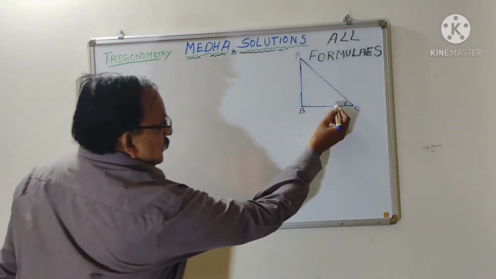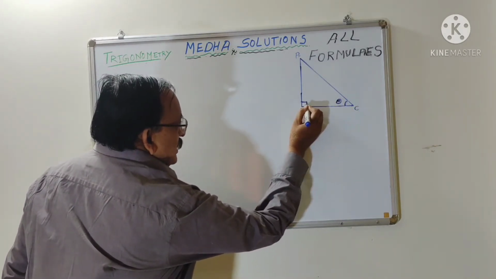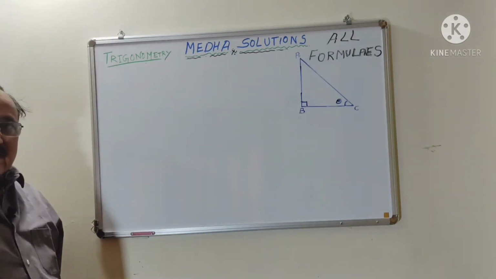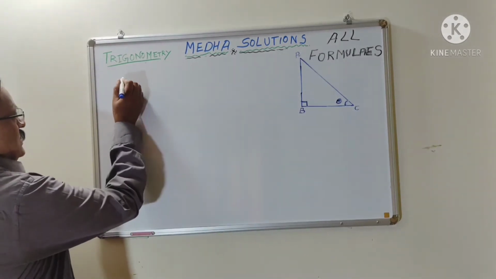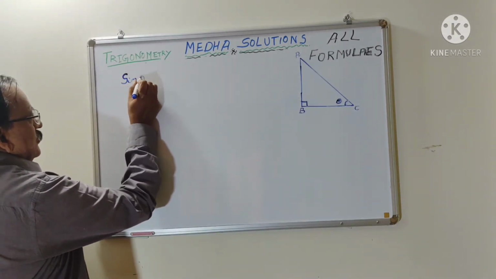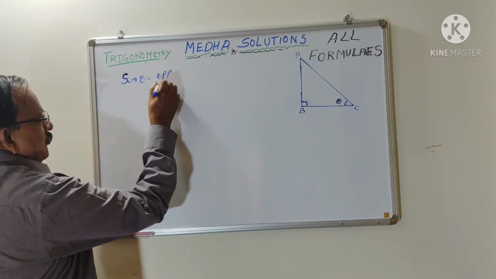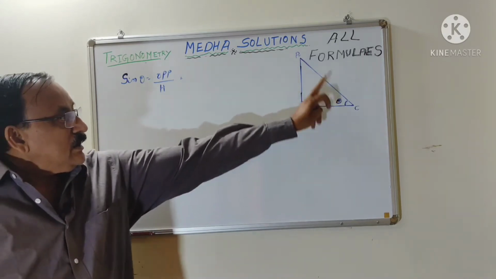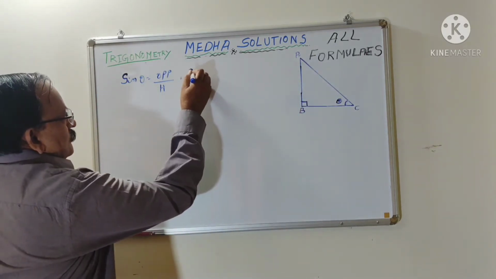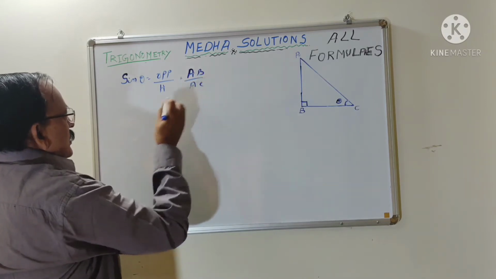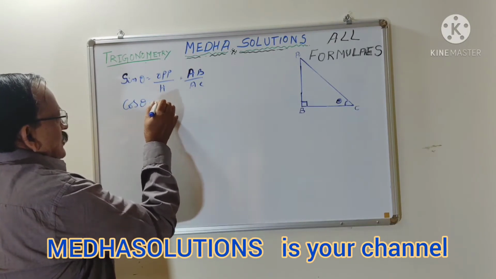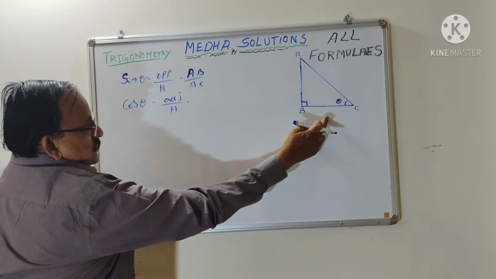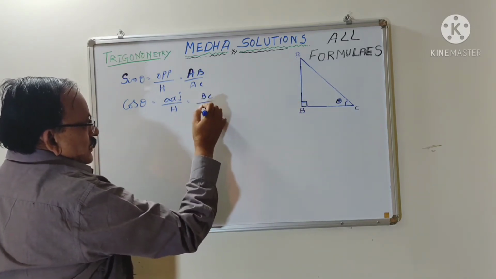Now here ABC is a right angle triangle, where B is 90 degrees. I am taking theta over here at C. Now there are 6 ratios in trigonometry. The first one is sin theta is equal to opposite by hypotenuse. Here theta's opposite is AB by hypotenuse AC, and cos theta is equal to adjacent by hypotenuse. Adjacent to theta is BC by AC.